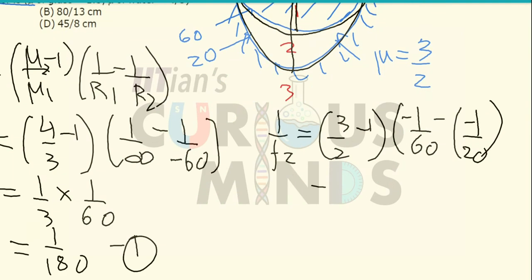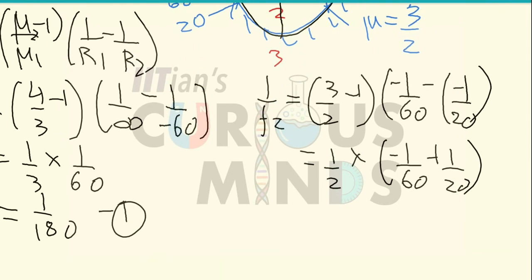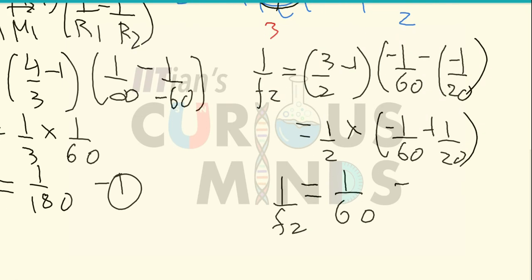So basically it will be equal to half into negative 1 by 60 plus 1 by 20. When I combine both of them, I will get 3 minus 1, that is equal to 2, 2 by 60 is equal to 1 by 30. So basically it will again come out to be 1 by 60. So 1 by f2 will be equal to 1 by 60. Let this be equation number 2.